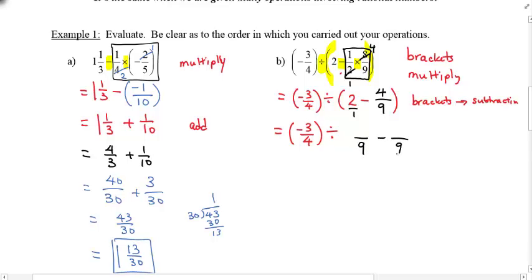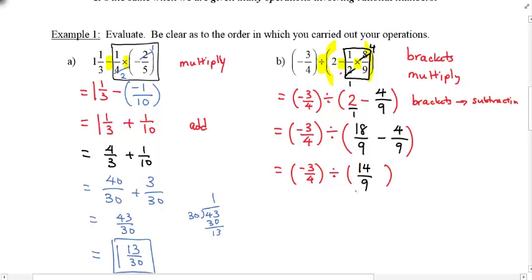So 1 times 9 gives you 9. 2 times 9 gives you 18. So now what we've done is taken the 2 over 1 and written that as 18 over 9. And now we can subtract. So once again, let's keep the negative 3/4 as is. Let's keep the division sign. And now what's 18 minus 4? That's 14. So this is now 14 over 9.